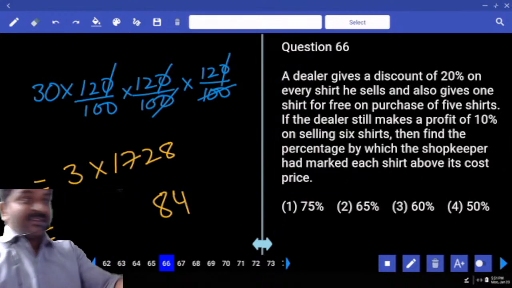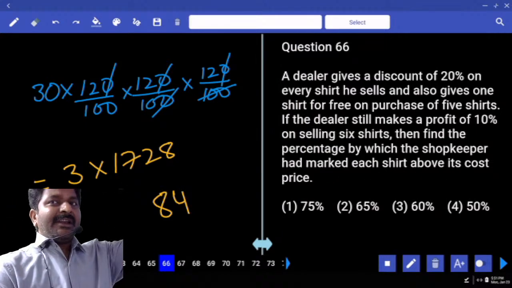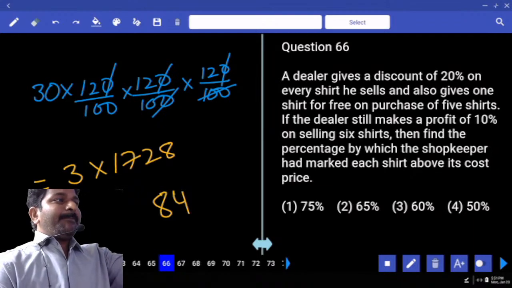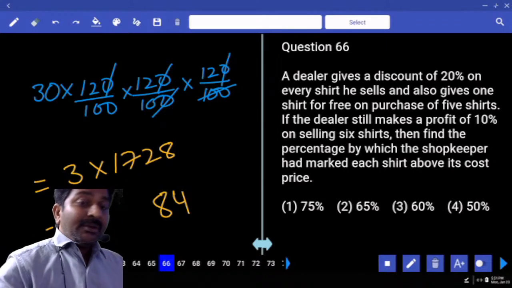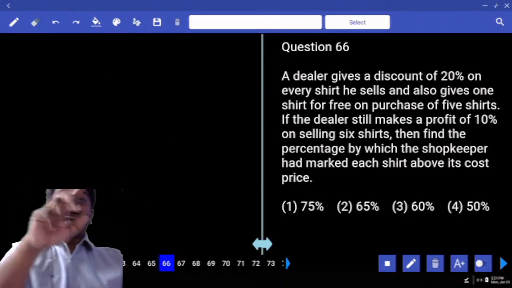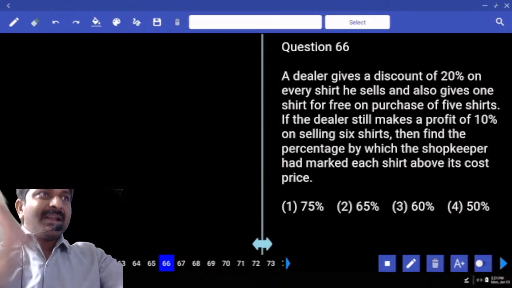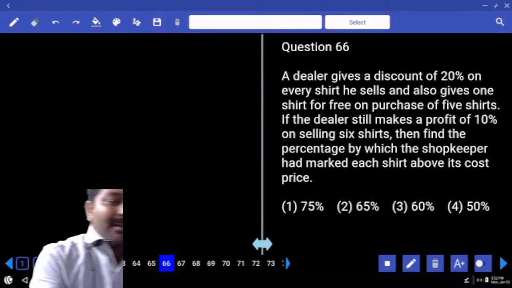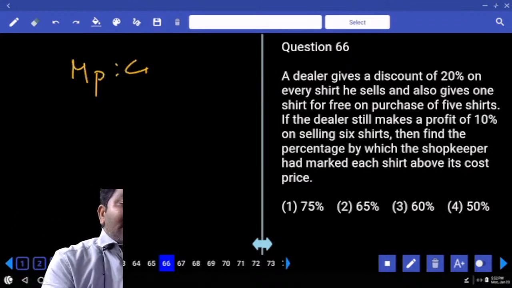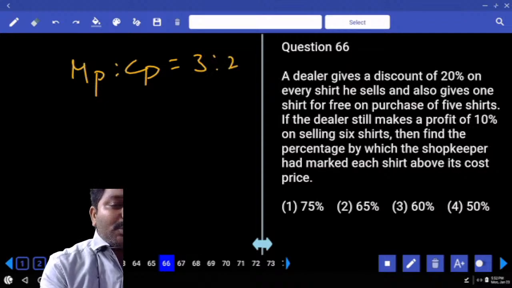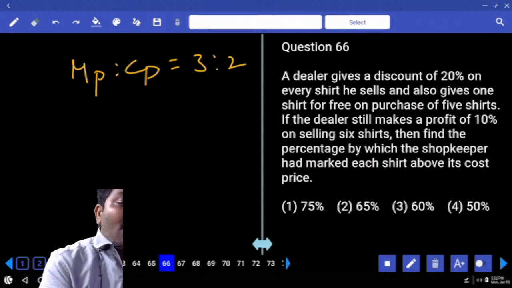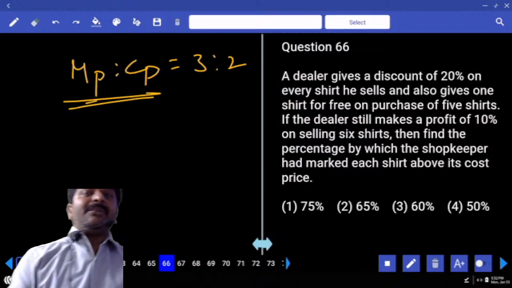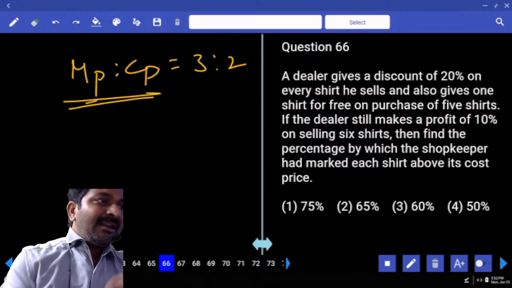Have you understood the question? Forget about the data. What is your question? Market price is what percent above the cost price. That's your question, correct? So when you know the relation between market price and cost price, you can answer the question. Market price to cost price, if the ratio is 3:2, can you answer the question? Yes. So now we need to know the relation between market price and cost price.